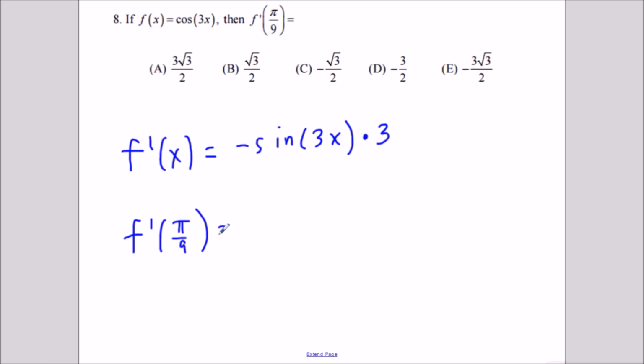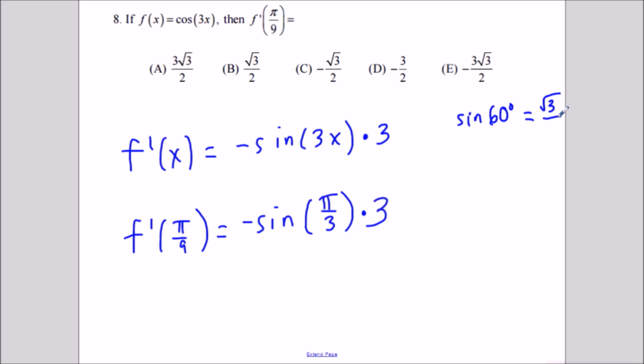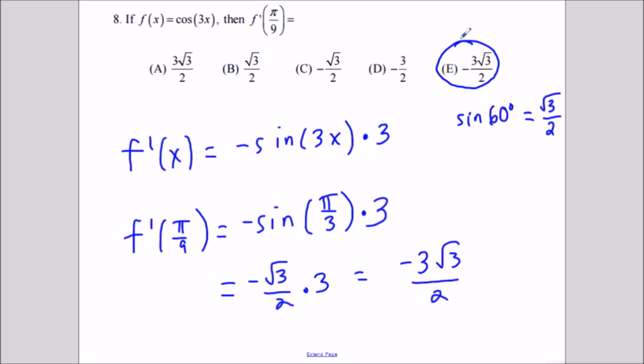So if we plug in pi over 9, we have negative sine. And then if we multiply pi over 9 times 3, that's going to give us pi over 3. And then this is times 3. Now just know, this is very important. Don't get tripped up at this step. You want to think on the side of sine of 60 degrees. And sine of 60 degrees is equal to radical 3 over 2. So this is going to give us negative radical 3 over 2 times 3, which is going to give us choice E, negative 3 radical 3 over 2 after we simplify everything.